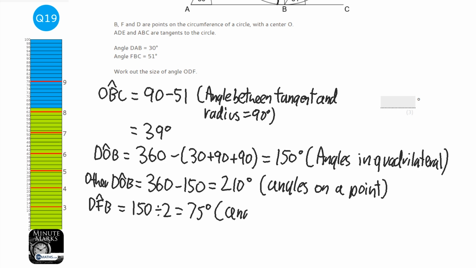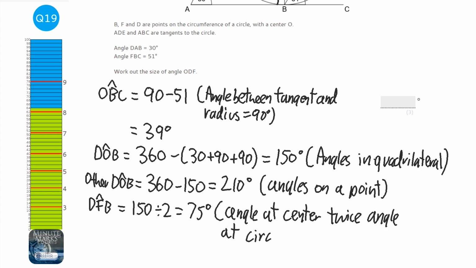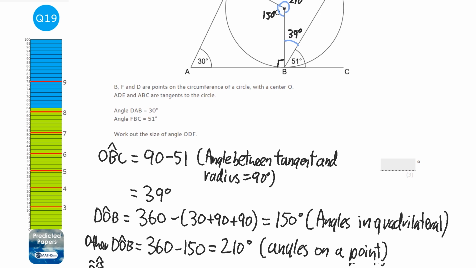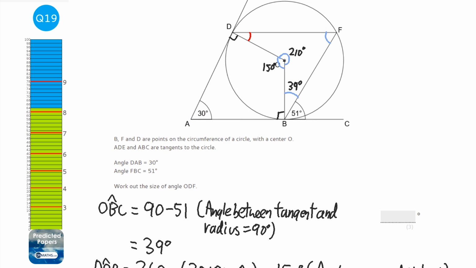So angle at centre twice angle at circumference. Now, if your teacher's given you different ways of writing the circle theorems down, that's absolutely fine. There is no strict way of writing it down. So that's going to be 75 degrees.